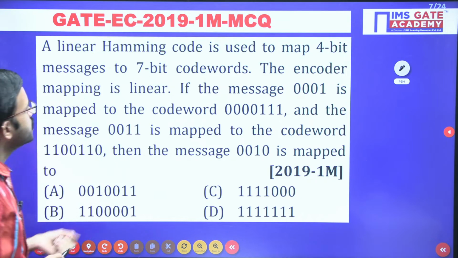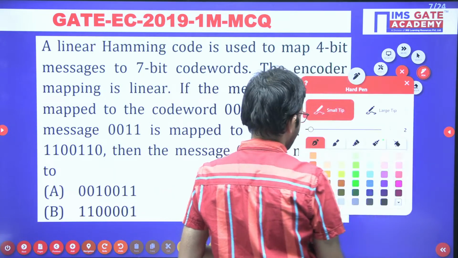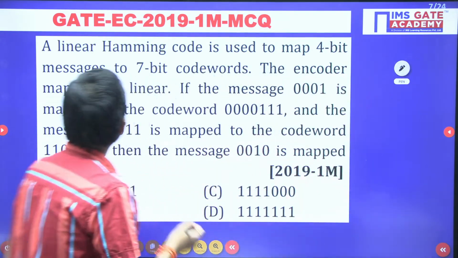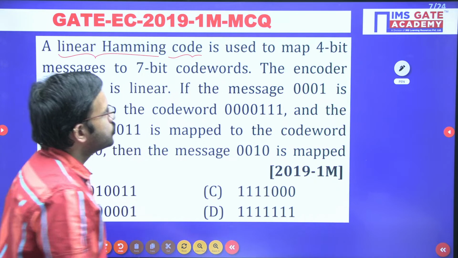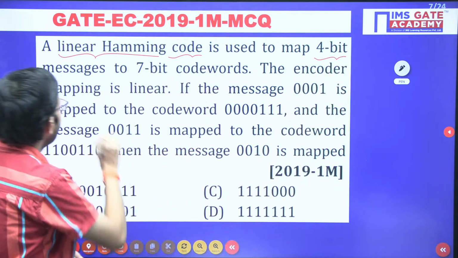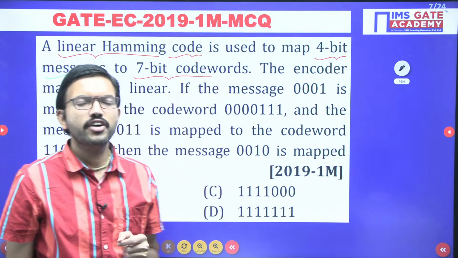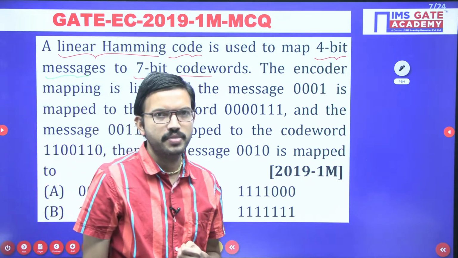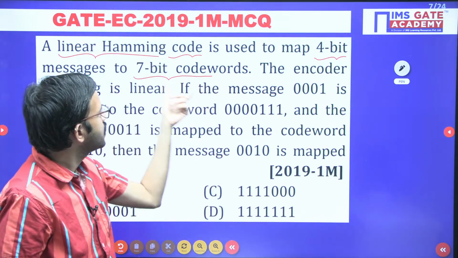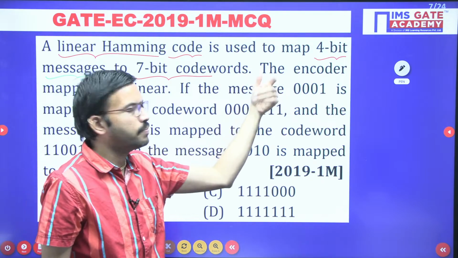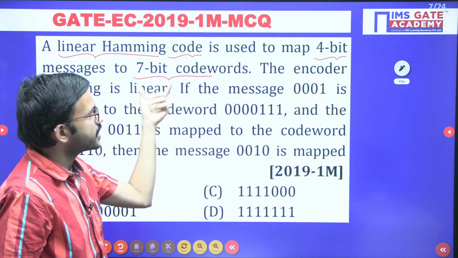So in this particular question, they have given a linear Hamming code. In this question, they have mentioned the Hamming code is a linear code, used to map 4-bit messages to 7-bit code words. So with the help of Hamming code, when you're having 4 bits, we will use 3 parity bits by using one relation. So the total number of bits in the resultant code word you are going to get is 7 bits. The moment you change the bit pattern in the message, accordingly you will get the corresponding parity bits and the corresponding code word.